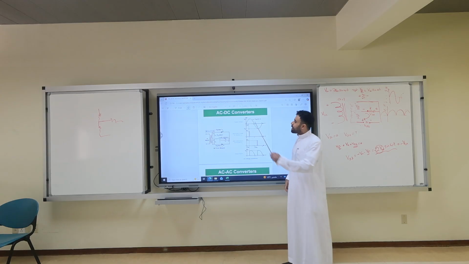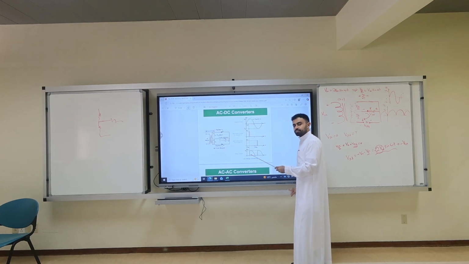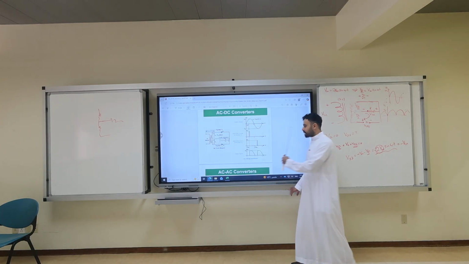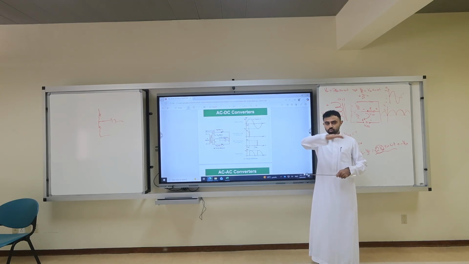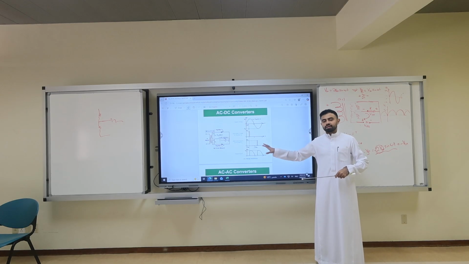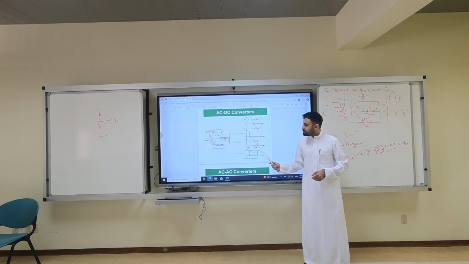Now this is a basic principle of AC to DC conversion. You control the DC component, the average value of the DC. Later you need to add other components like smoothing capacitors to smooth the signal. But we will not cover it in 360. We will cover the concept of rectification with the thyristors, that you have a gate pulse.